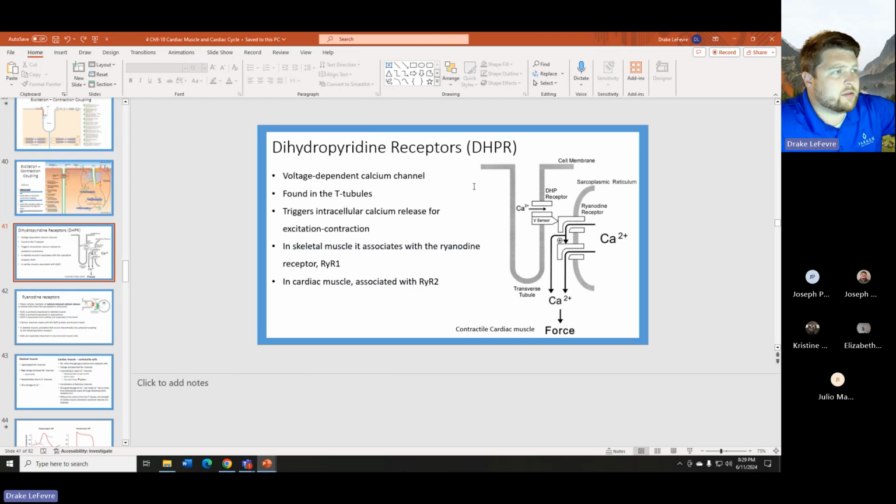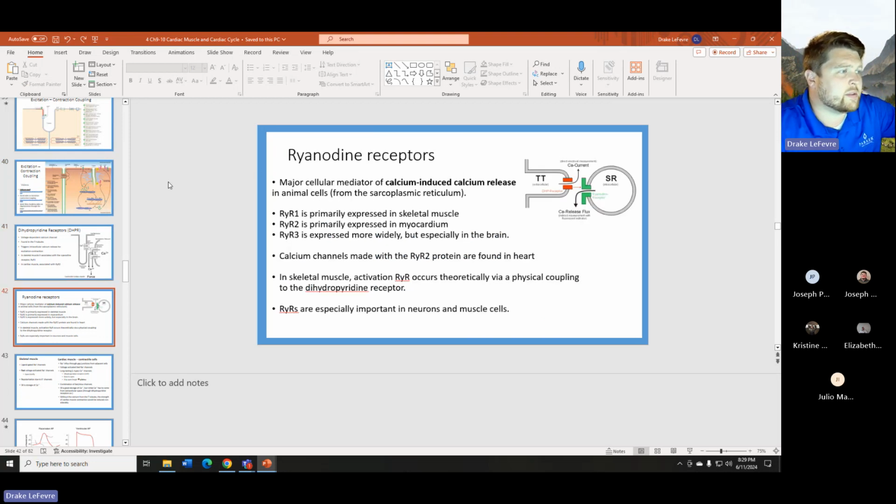There's more. Same thing as with skeletal muscle. We have those DHP receptors, the ryanodine receptors, all those kind of guys. Dr. Tate doesn't usually get into this stuff. There are technically different types of ryanodine receptors in skeletal muscle versus cardiac muscle, but Dr. Tate doesn't really get into that.